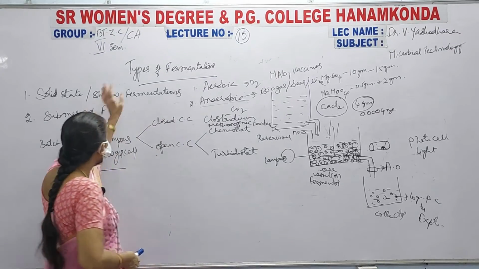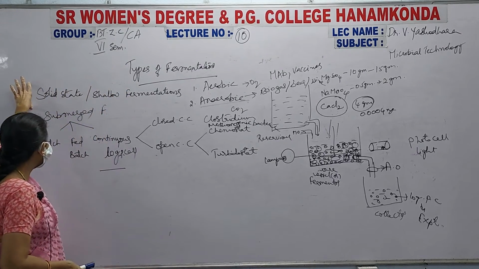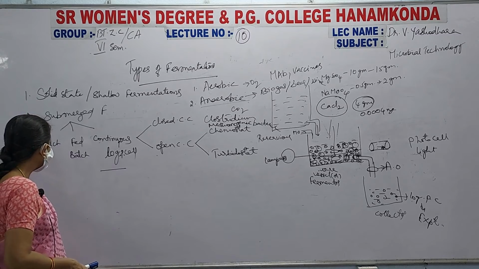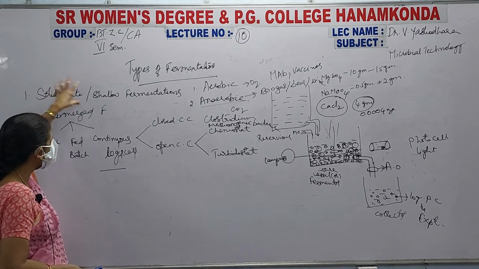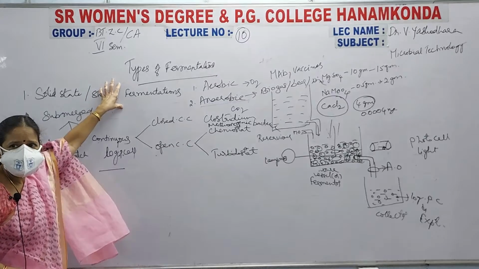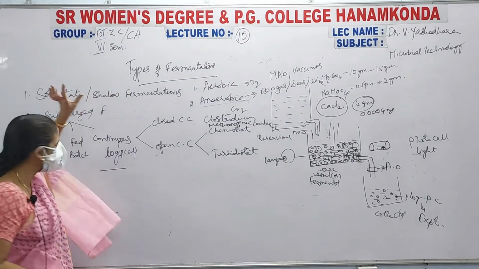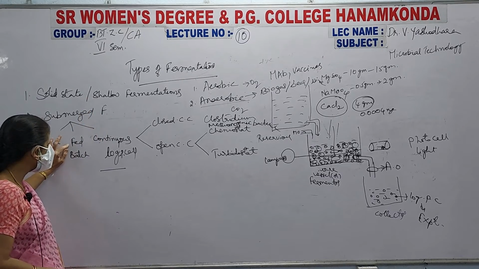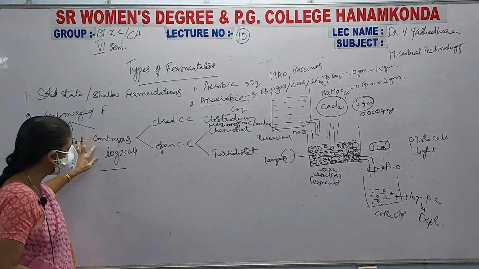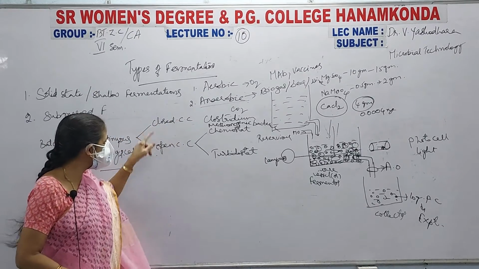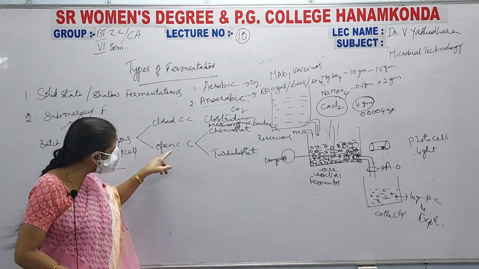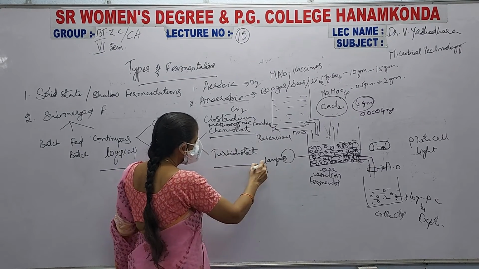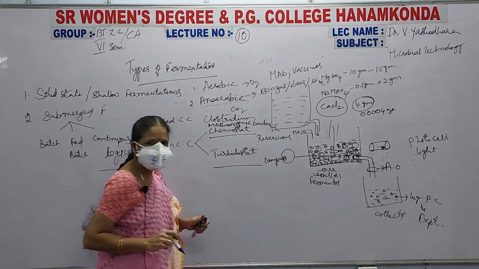That means the types of fermenters are solid state fermenters and submerged fermenters. Solid state fermenters are also known as shallow fermenters. They are useful in the growth of mycelial microorganisms. Submerged fermenters are of three types: batch culture, fed batch culture, continuous culture. Continuous culture is of two types: closed continuous culture system, open continuous culture system. Open continuous culture system is of two types: chemostat and turbidostat. Chemostat and turbidostat we have already discussed.